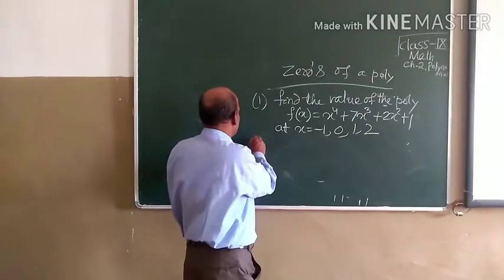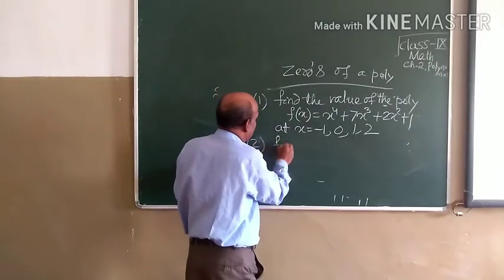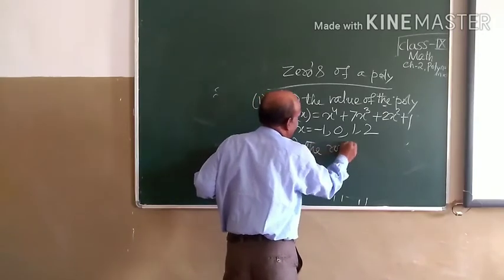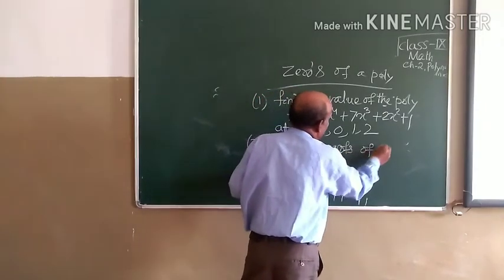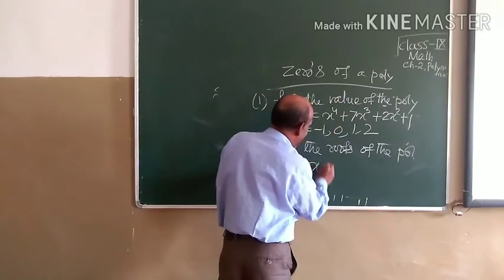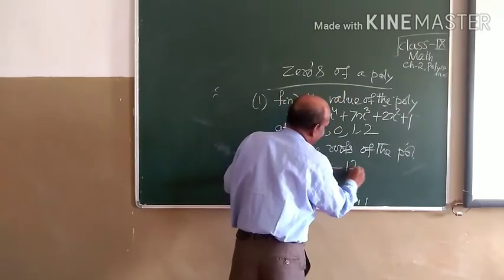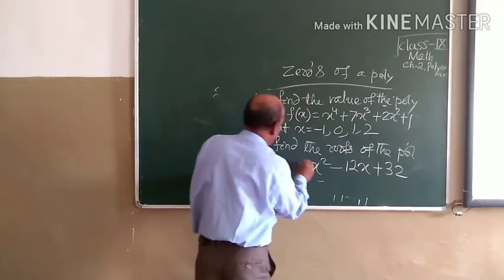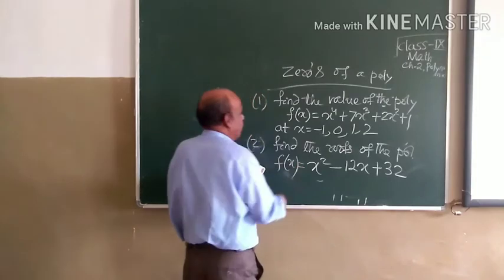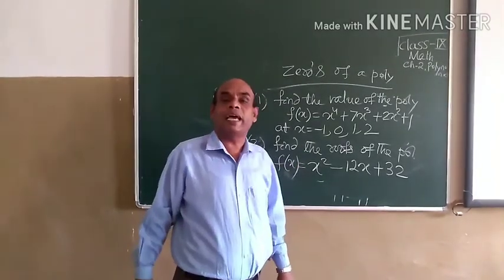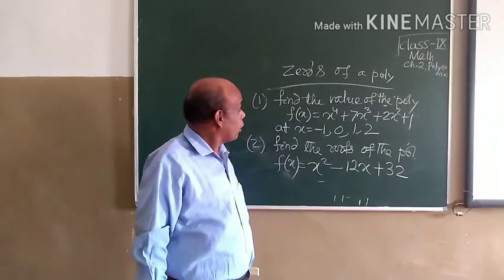And question number 2: find the roots of the polynomial x square minus 12x plus 32, that is equal to f(x). Find the roots of the polynomial x square minus 12x plus 32.